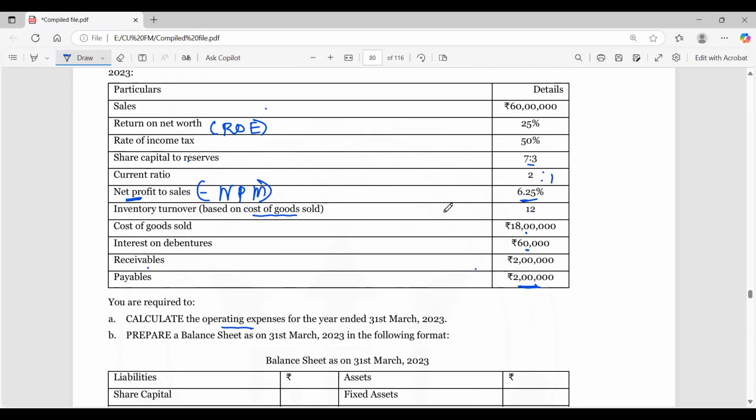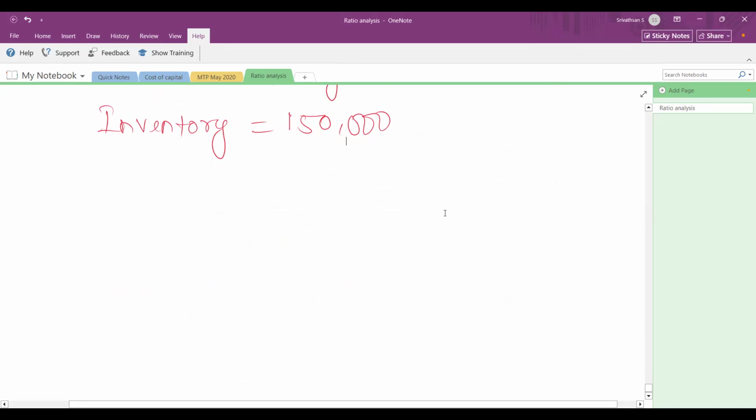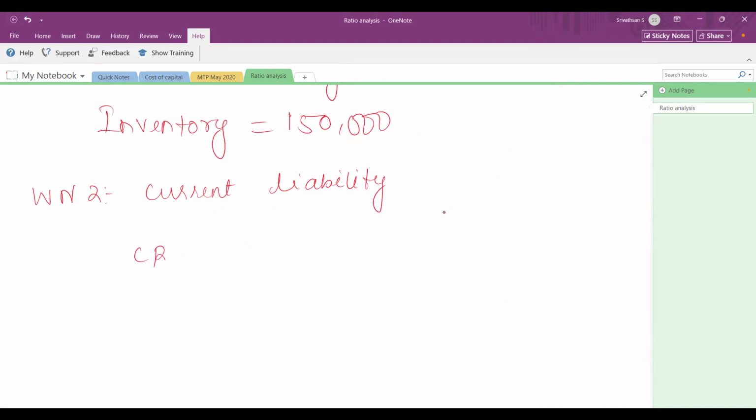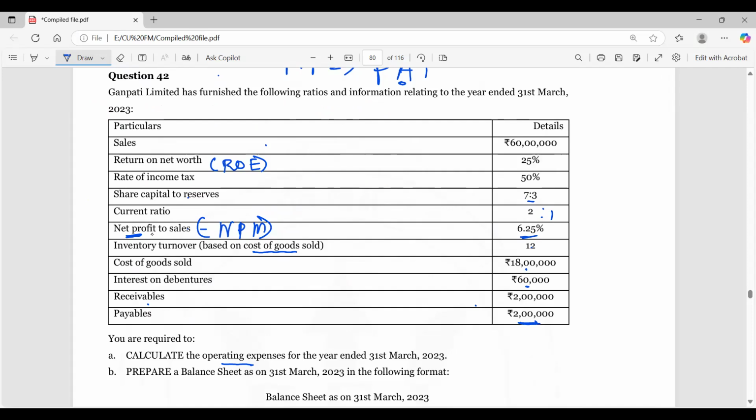Next, what else we have? Current ratio is given, so we can calculate current liability. So working note number 2, current liability. Current ratio is equal to current asset divided by current liability. Current ratio is 2:1. It's equal to current asset. We don't know, but what is the amount of current liability in this question? 2 lakhs, because we have only payables.